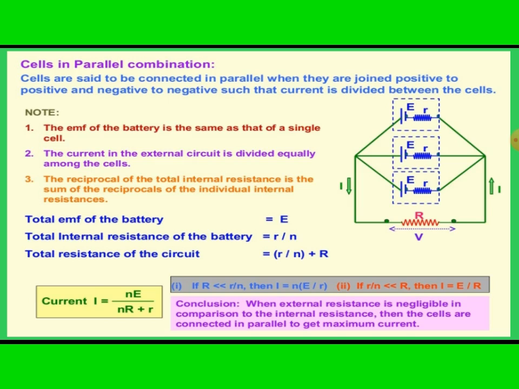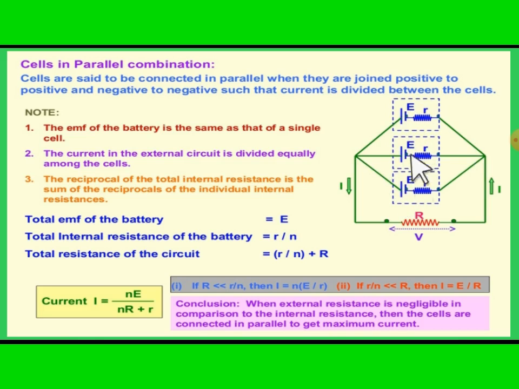Let's see the last topic of today's class: cells in parallel connections. When the positive terminals of those cells are connected to one point, and the negative terminals of these cells are connected at one point, then we call such a combination a parallel combination. Now, as I told you, the peculiar properties in the case of series and parallel connection of resistors will also be there in this parallel connection of cells. The same potential difference will be there across these different batteries, or different cells, I should say.